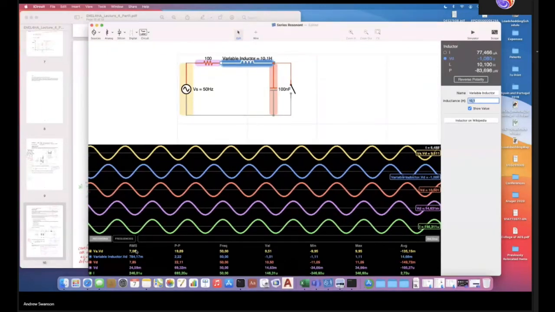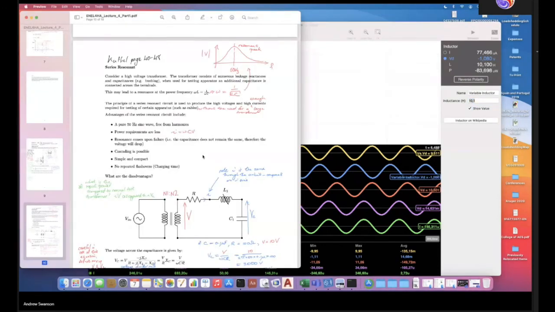If you just take a look at those voltages there, we've got 7 RMS at the source. Your variable inductor hardly has a voltage across it. All the voltages dropped across the capacitor. Your resistance doesn't have much either. So it's not resonating.